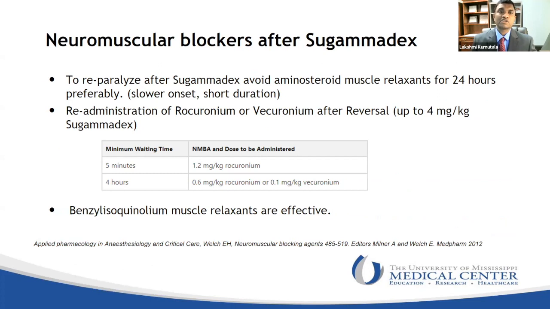To reparalyze after sugammadex, avoid any aminosteroid muscle relaxants for 24 hours preferably, because it causes a slower onset and a shorter duration. But if you have to re-administer rocuronium after a dose of 4 milligram per kg body weight, the minimal wait time is 5 minutes, and the dose is 1.2 milligram per kg body weight of rocuronium. With a minimum waiting time of 4 hours, you can give 0.6 milligram per kg body weight. But as I said, the slower onset and shorter duration of action will still occur, and it is still preferable to give benzylisoquinoline muscle relaxants.